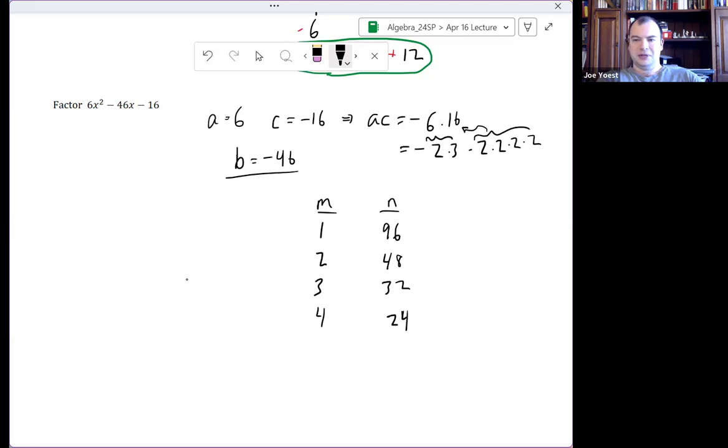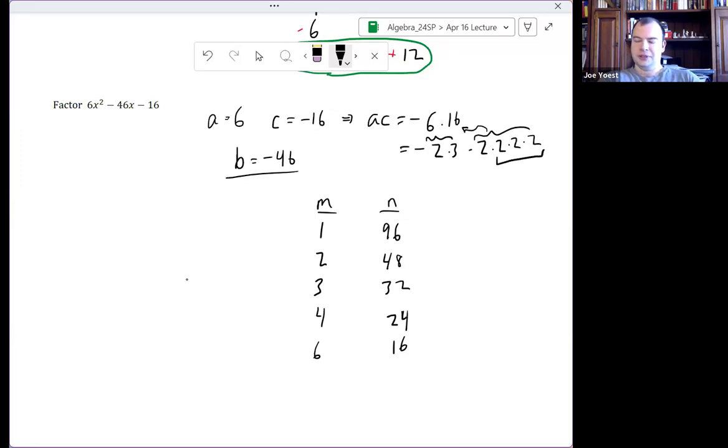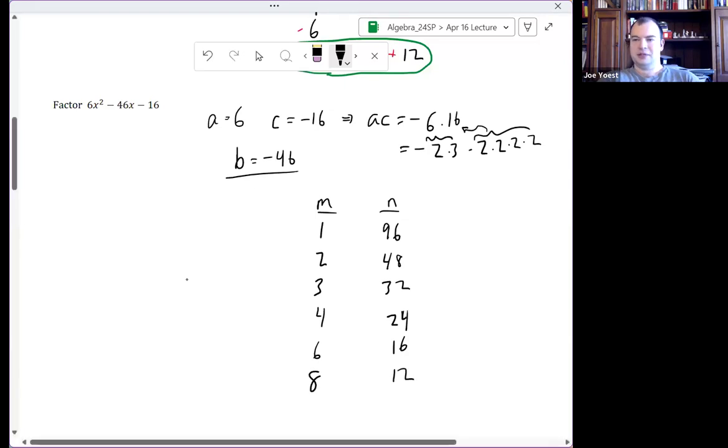Okay, so we did 1, 2, 3, 4. Is there a factor of 5? No, again, I got my prime factorization because this was a bigger number, and I see that there are no factors of 5 there. So moving on. 6, well, of course, 6 times 16. 7 is a prime number. I don't see any 7s in the prime factorization, so no 7s. 8 is 2 cubed. That leaves me with 2 times 2 times 3, or 12. So 8 times 12. 9, well, 9 is 3 squared.